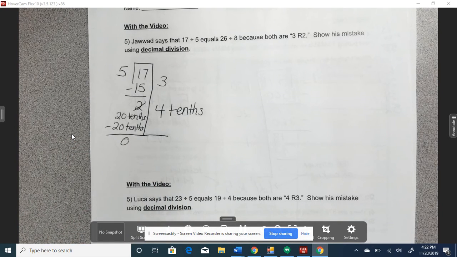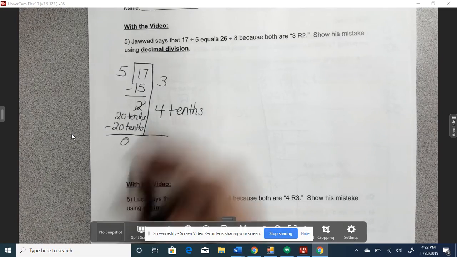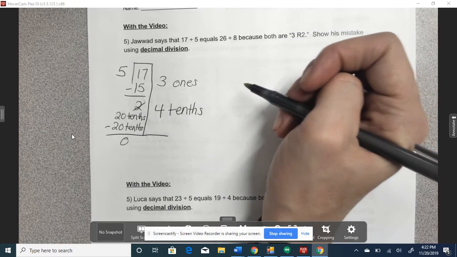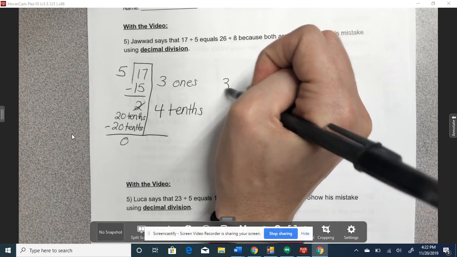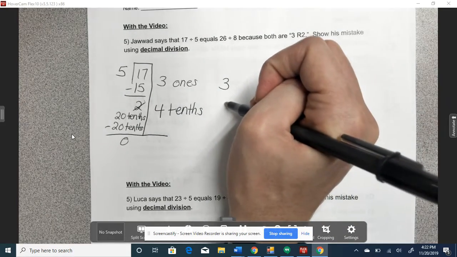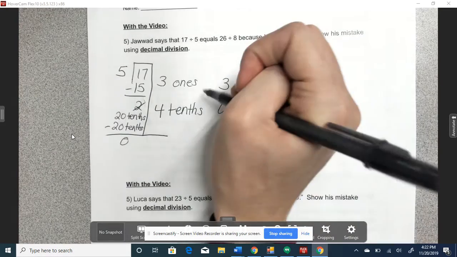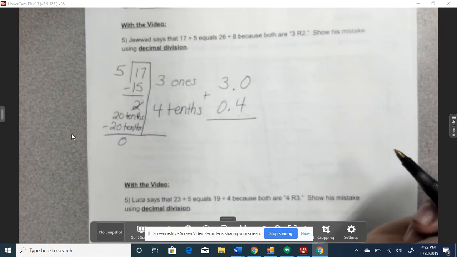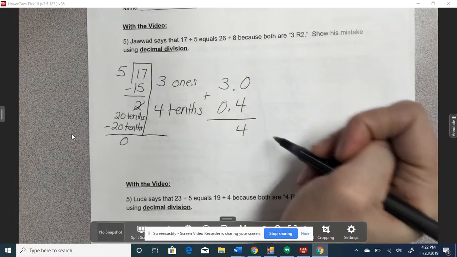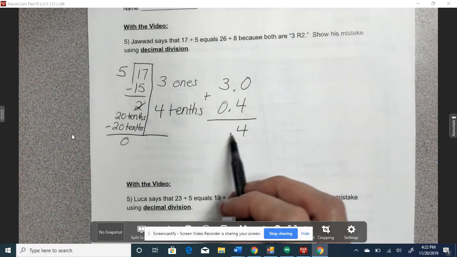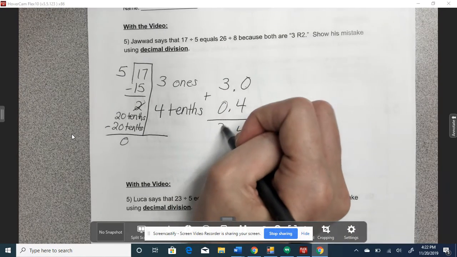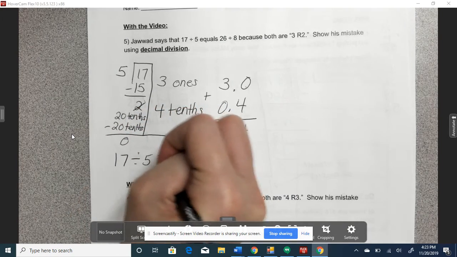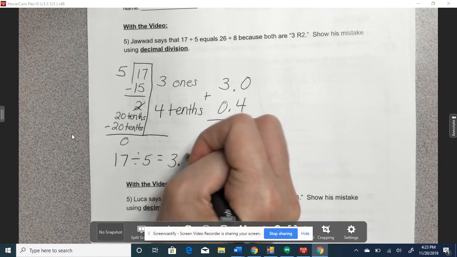I'm going to add. I can't just add 3 plus 4 because this is 3 ones and 4 tenths. They're not the same unit. I'm going to change these to the standard form. So this is 3. This is 4 tenths. I'm going to add these together. Anywhere there's a blank spot, I'm going to put a 0. 0 tenths plus 4 tenths is 4 tenths. Decimal stays there because the decimal is always before the tenths place. 3 plus 0 is 3. So this answer to 17 divided by 5 is actually 3 and 4 tenths.